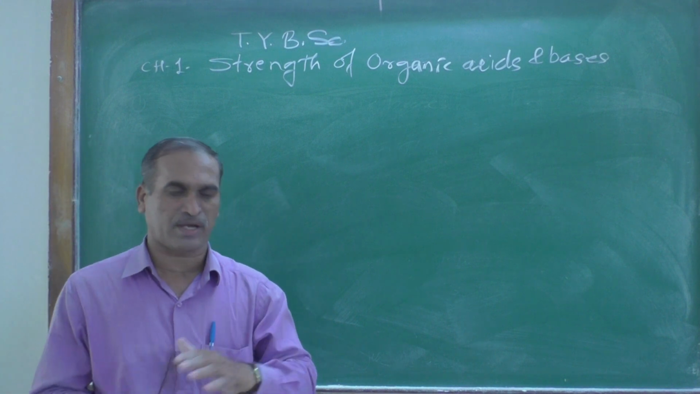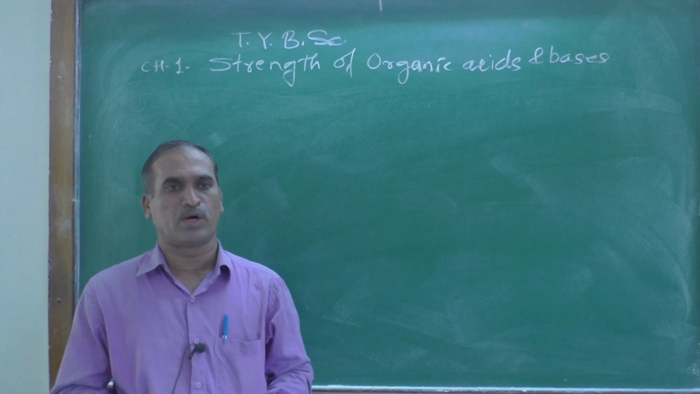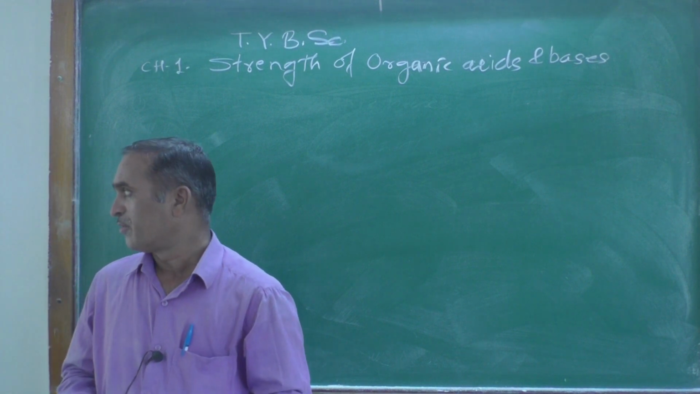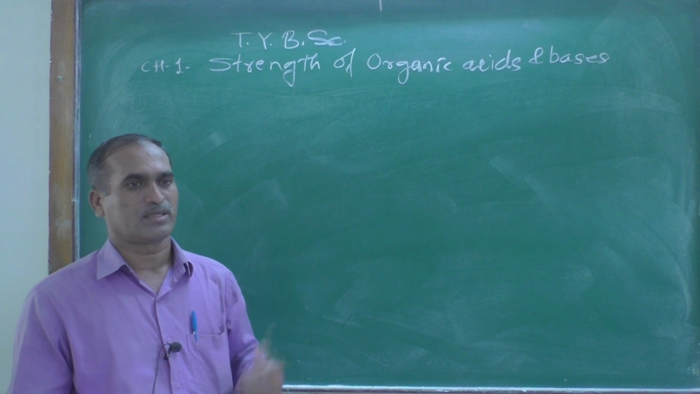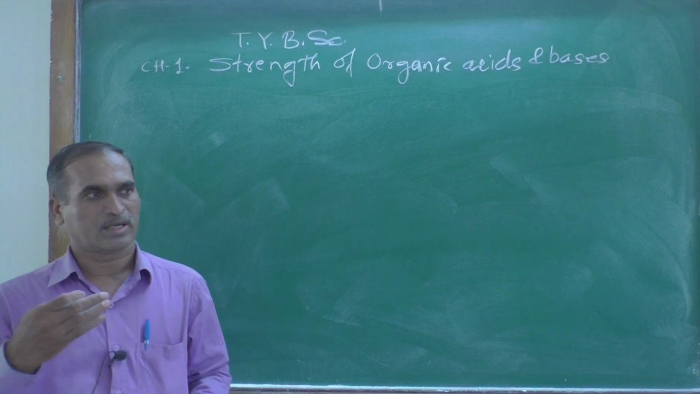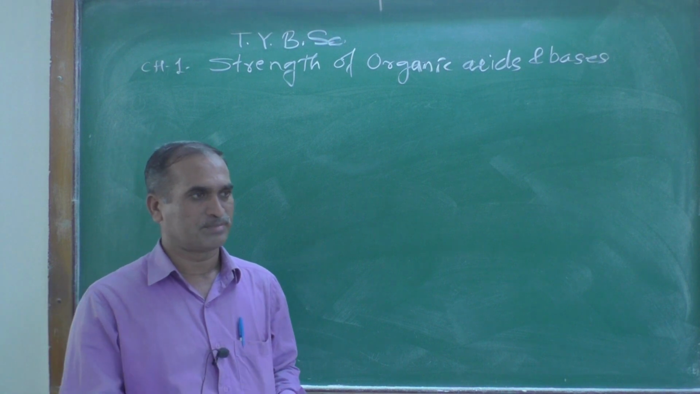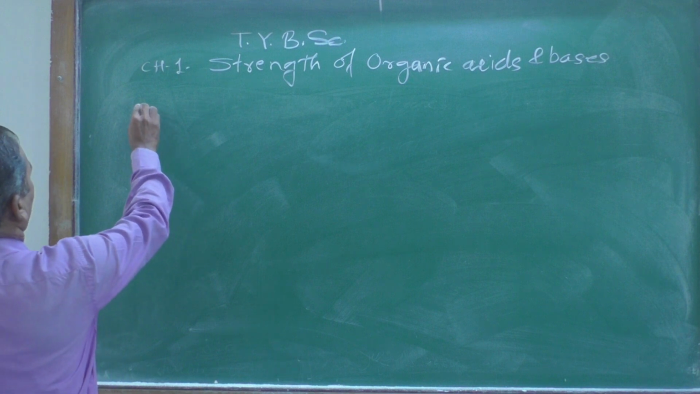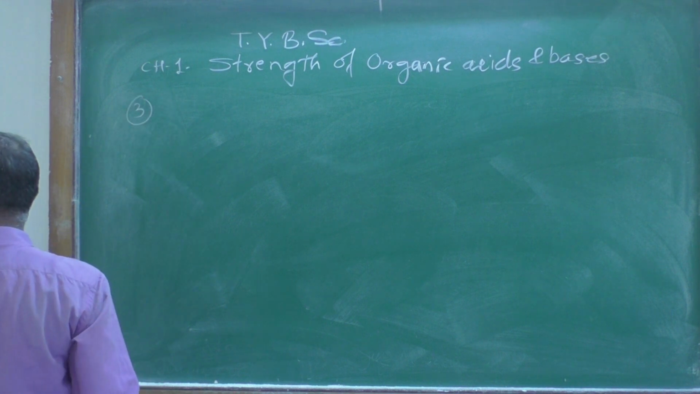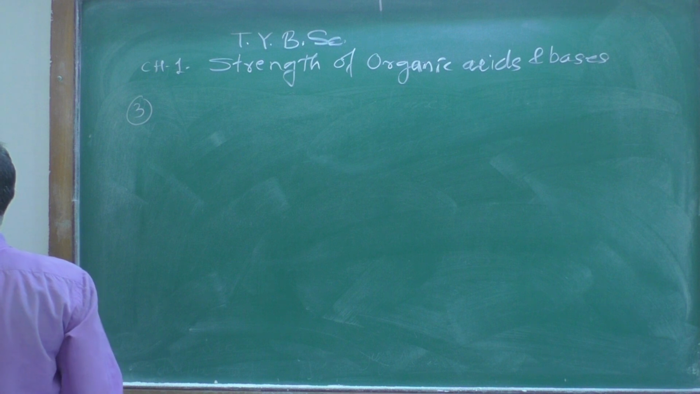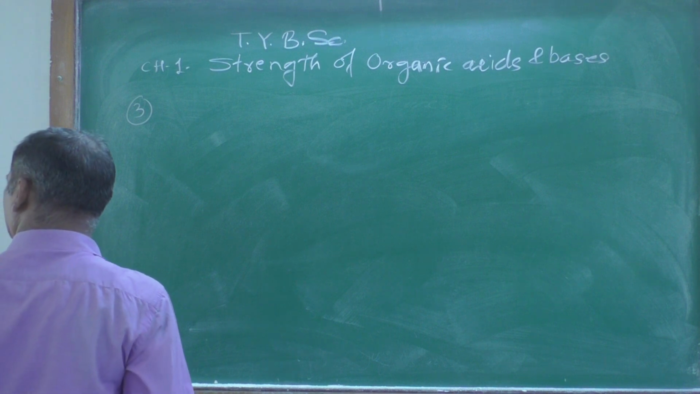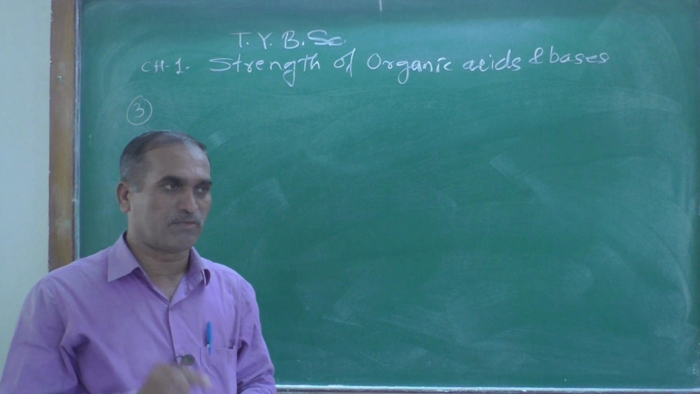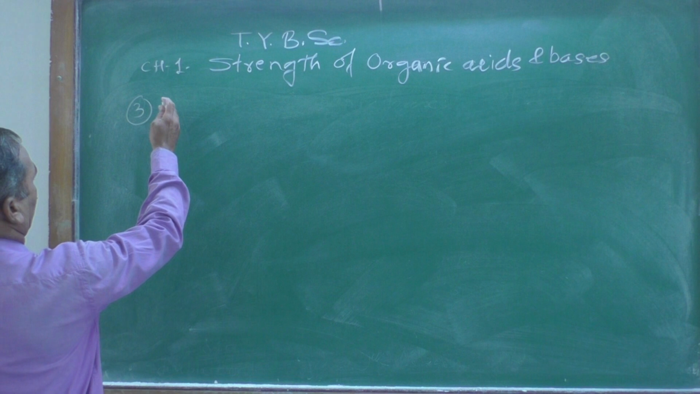By considering these factors, we are trying to find out why some of the bases are stronger, why some are weaker. So I think so far we have seen 2-3 applications of this. Now let us move on to the next application, maybe as a third application. What is that third application? That amides are neutral in nature even though they contain the NH2 group.